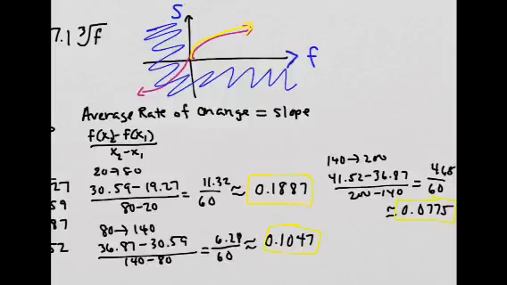Notice how the number is getting smaller and smaller. It says what's happening to the average rate of change as the F values of the intervals increase. The average rate of change is getting smaller. Why? Because initially the graph grows faster, and then as you go out it grows a little bit slower. It doesn't increase as fast. So here it increases really fast, but then it slows down. Still increasing, but slower.